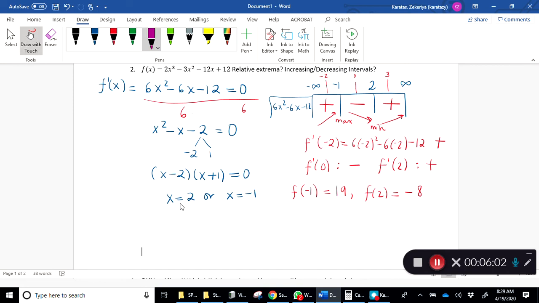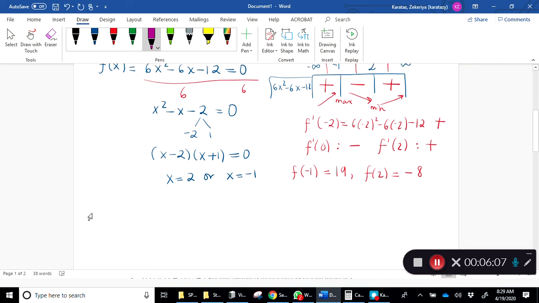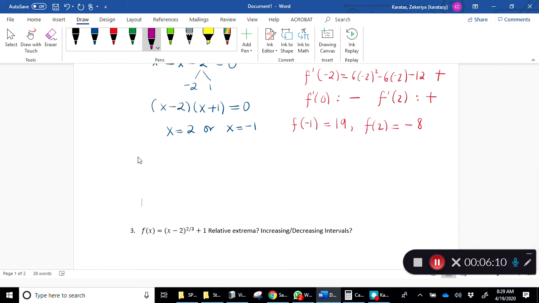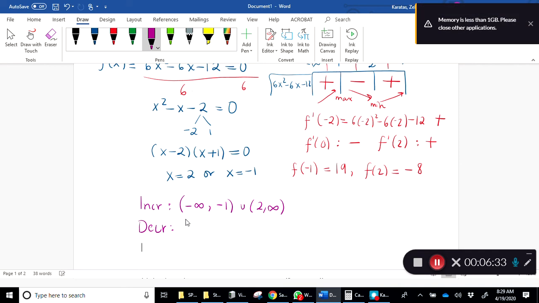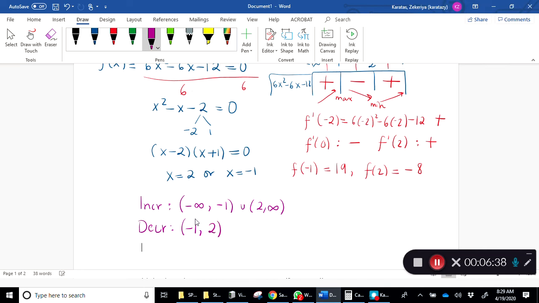We just say f is increasing on the interval, if you look at that table, it's going to be -infinity up to -1 union 2 to infinity, and then decreasing on the interval -1, 2.